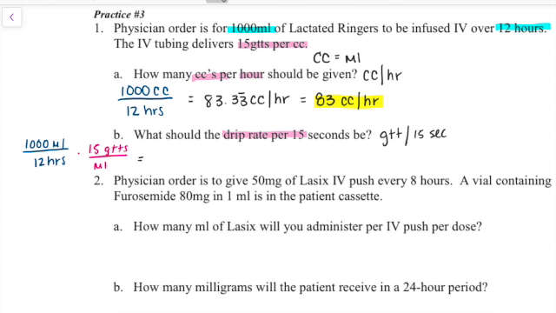So let's cross cancel mLs to find out our drops per hour. So we have 15,000 drops on top over 12 hours. 15,000 divided by 12 is 1,250 drops per hour.